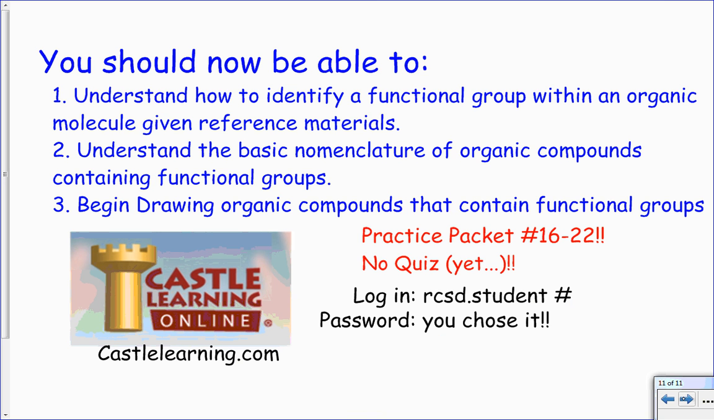Sorry that this thing was so long, but now all 9 that we covered in this video, all 9 functional groups, which show me where I can find something other than a carbon or a hydrogen. So we have lots of practice packet to work on these.